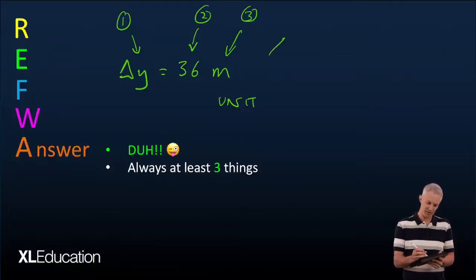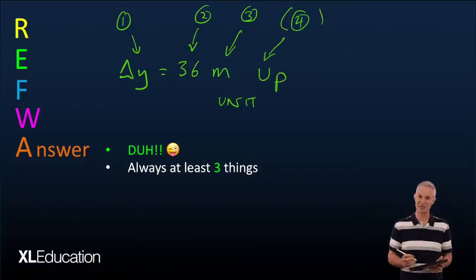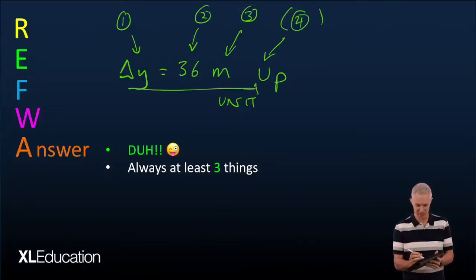And if it happens to be a vector, sometimes, like in this case, we will add in a 4th thing, which is the direction. All right, so 3 things at least, sometimes 4 things if it's a vector. Make your answer nice and neat and clear. And for what I do to show my examiner what it is, I'll always underline my answer like that.